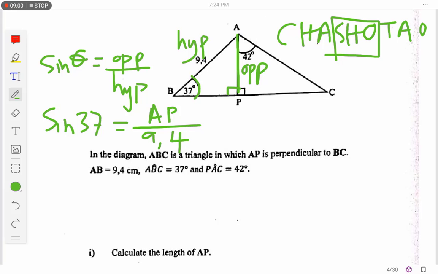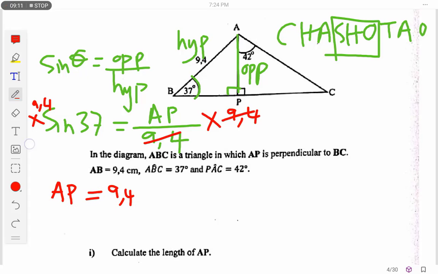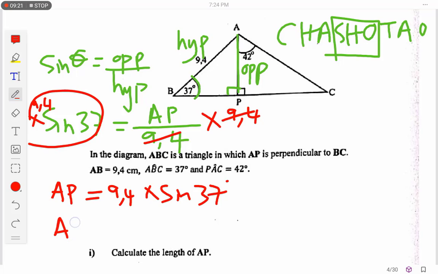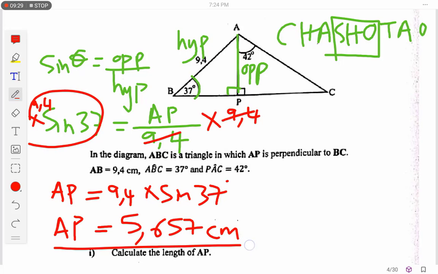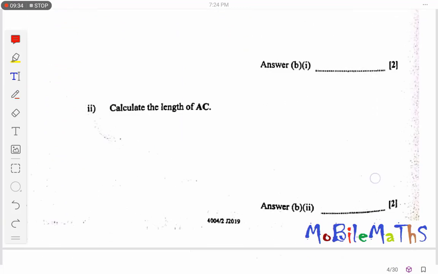Okay, so to get my AP, I can multiply both sides by 9.4. So this will cancel and I'll get my AP is equal to 9.4 times sine 37 degrees. Okay, so if I punch in my calculator, you find out our AP is going to be equal to 5.657 centimeters. So that's the value of our AP then. Let's move on to the next one.